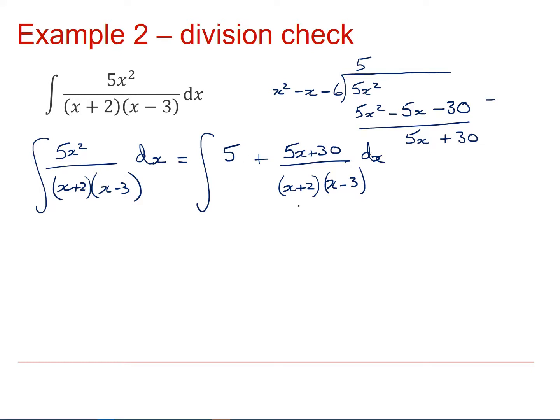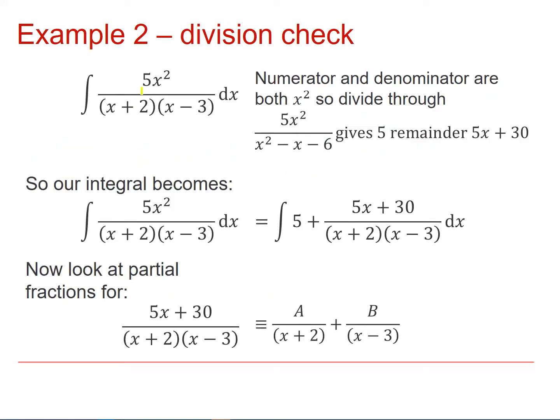So this bit will integrate easily. This bit is an algebraic fraction that won't go any simpler, and so I'm going to need to look at partial fractions for 5x plus 30 over (x plus 2)(x minus 3). There's that little bit of working so far for you. There you can see your remainder for the integral, and so that's the partial fractions that I'm going to be interested in. Okay, let's do a little bit of work on that then.